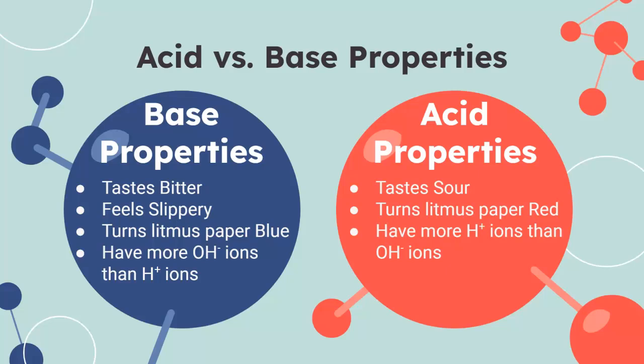So take note that solutions can have both OH negative ions and H plus ions. What determines if it's going to be basic or acidic is which of those ions it has more of. So if it has more hydroxide, it's basic. If it has more hydronium, it's acidic. And if they're perfectly even, then your solution is neutral.